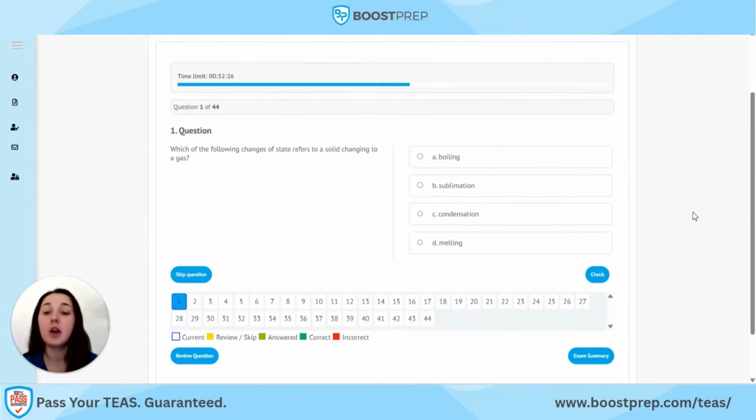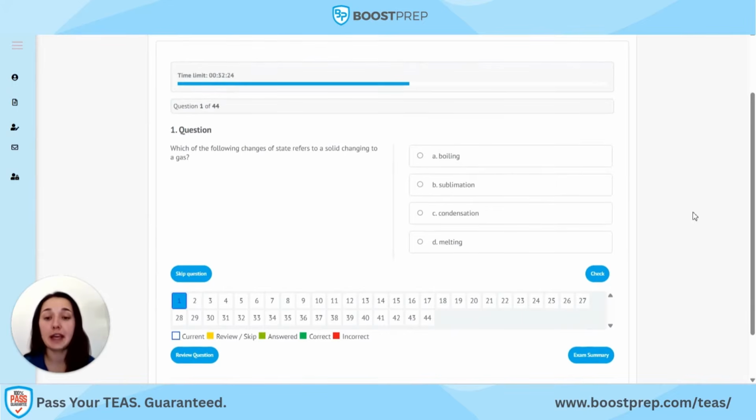Question 1. Which of the following changes of state refers to a solid changing to a gas? A. Boiling. B. Sublimation. C. Condensation. D. Melting.